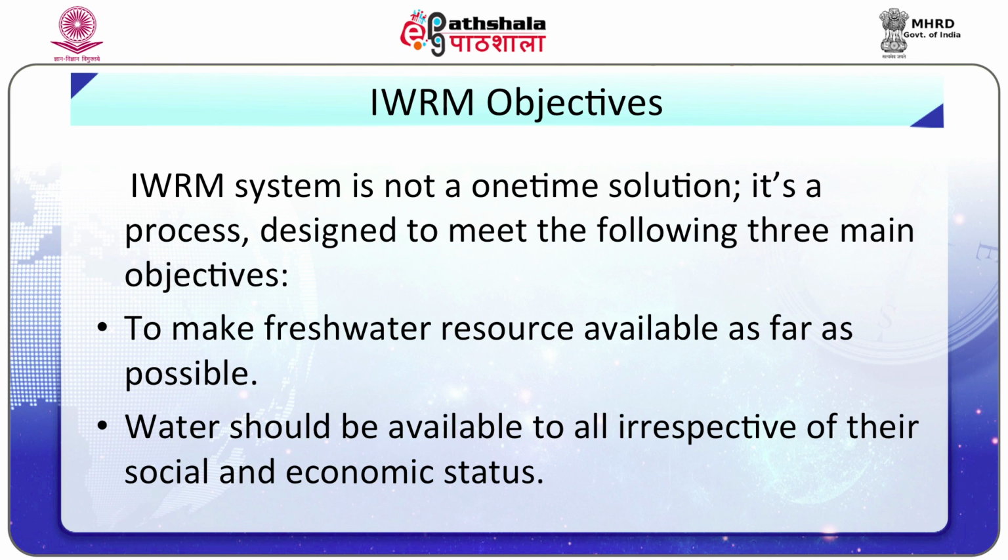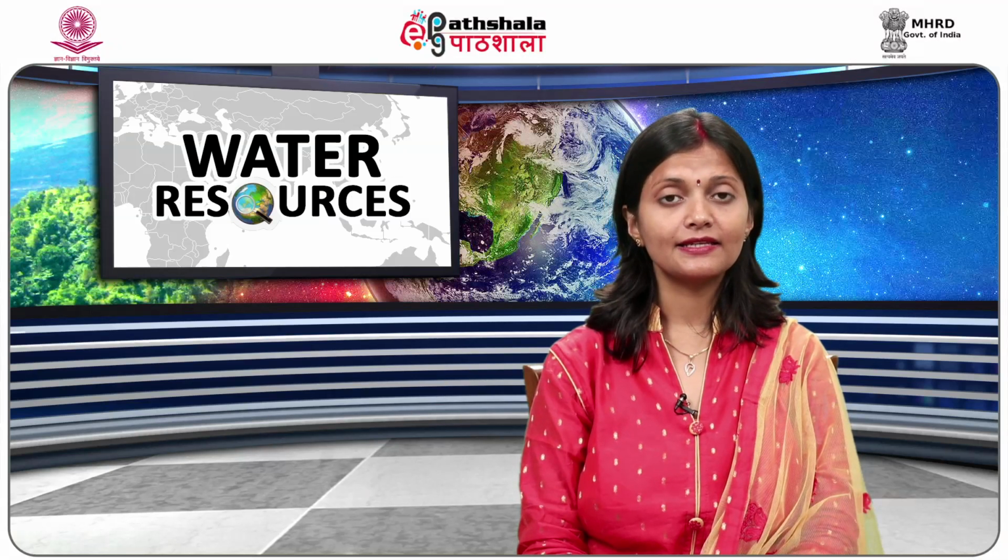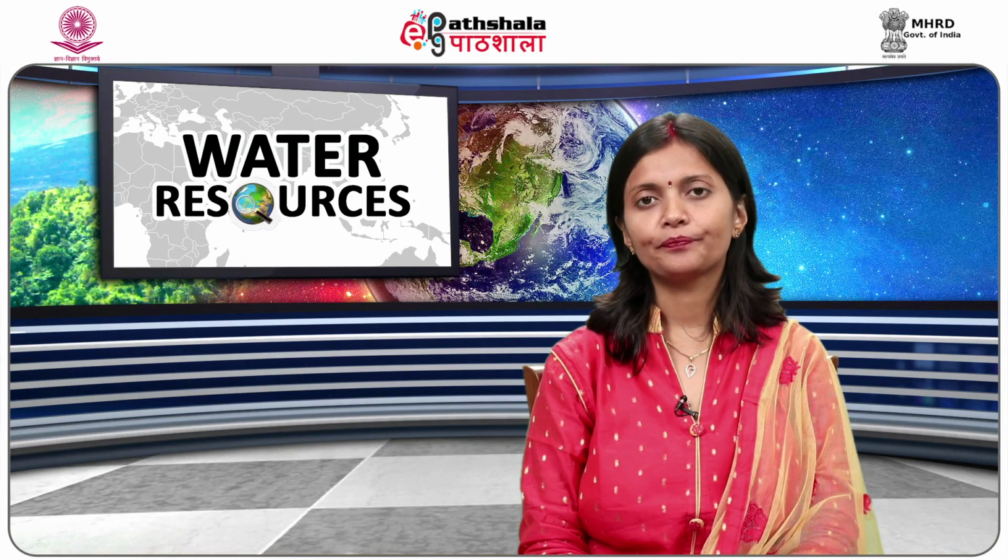The IWRM system is not a one-time solution. It is a process designed to meet the following three main objectives. First, to make fresh water resources available as far as possible. Second, water should be available to all irrespective of their social and economic status. And third, water should be protected for sustainable environmental development. Now let's discuss the strategies for IWRM.